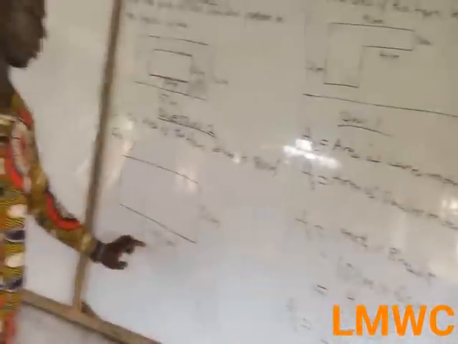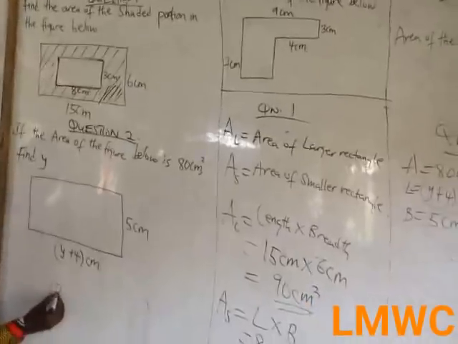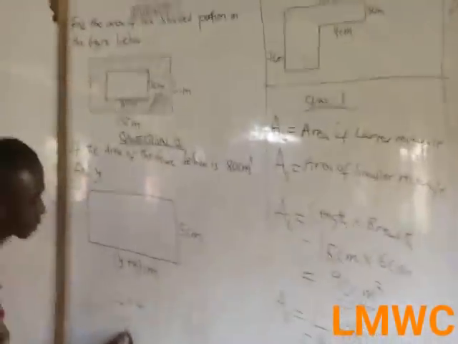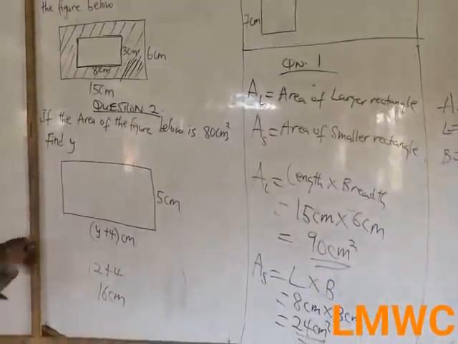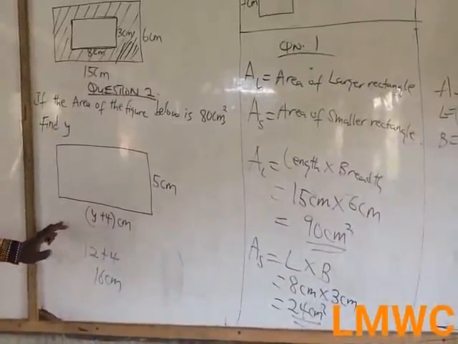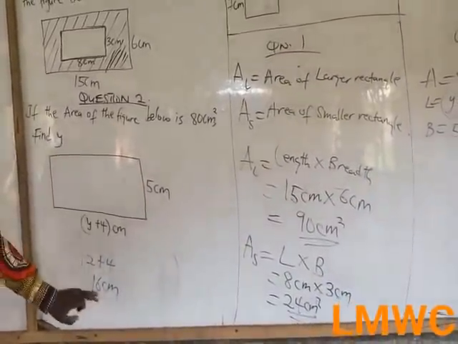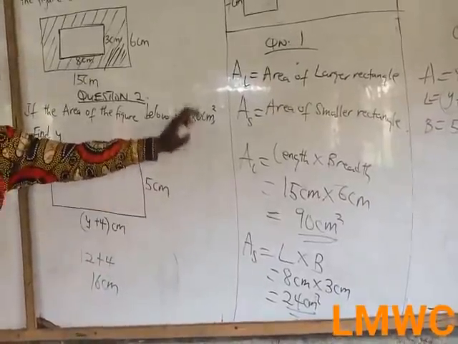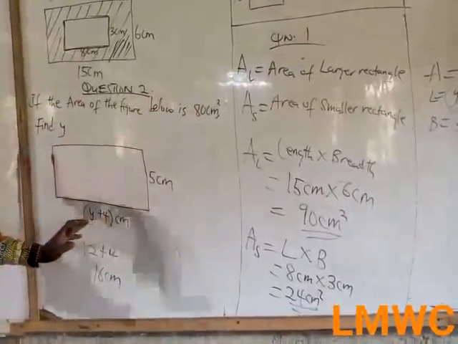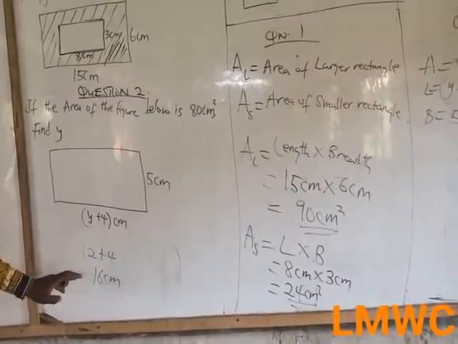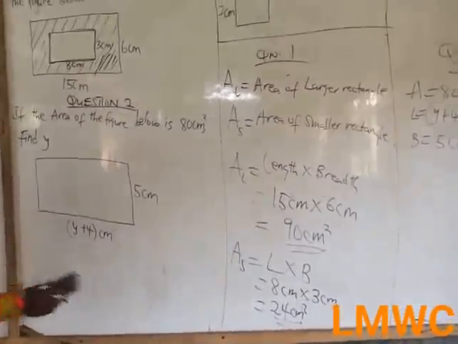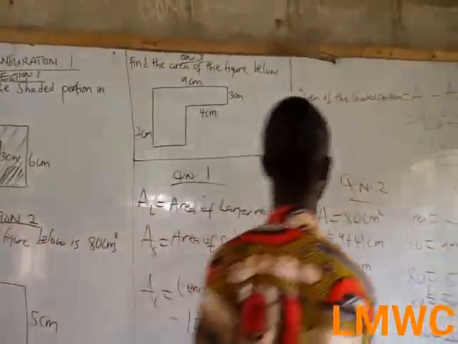So you realize that once we substitute y here, it becomes 12 plus 4. We are getting what? 16 centimeters. This means the whole length is 16 centimeters and the breadth is 5 centimeters. And if you multiply 16 by 5, you are getting this 80 centimeters squared. This means y is what? Correct. Our y is 12. Let's take the last question.